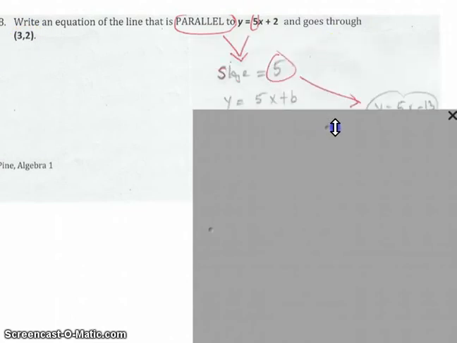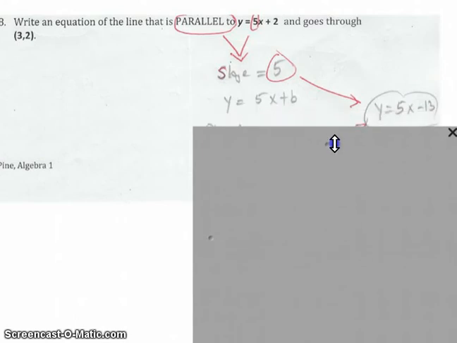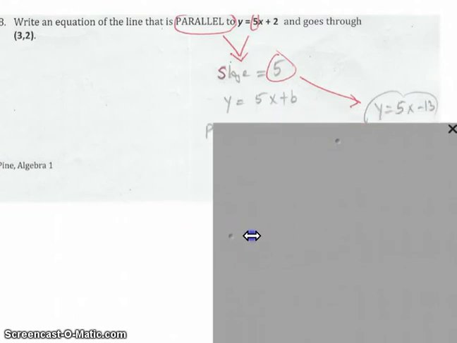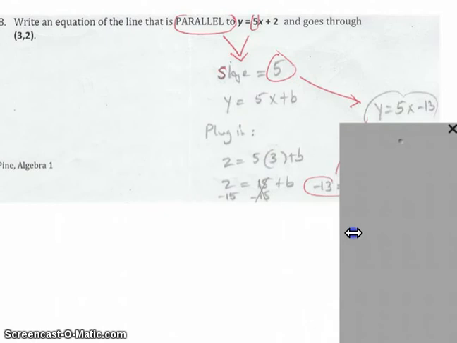Slope's 5. I put it in, I get y equals 5x plus b. And then, let's see, let's do it this way. I plug in my (3, 2). I get 2 equals slope times 3, or in other words, 2 equals 15 plus b. I move the 15 over, and I end up finding out that b is -13.